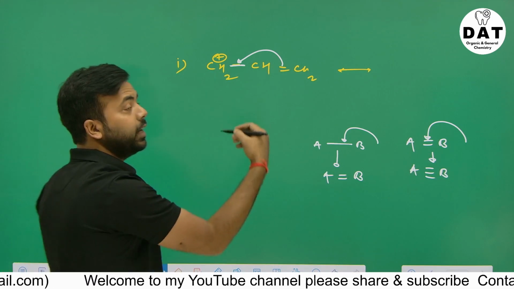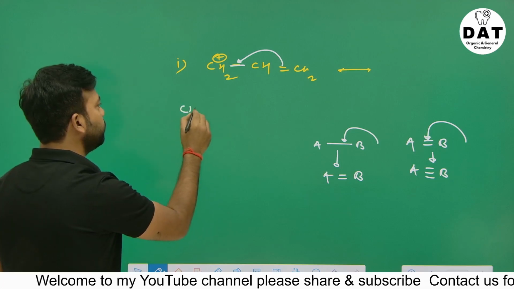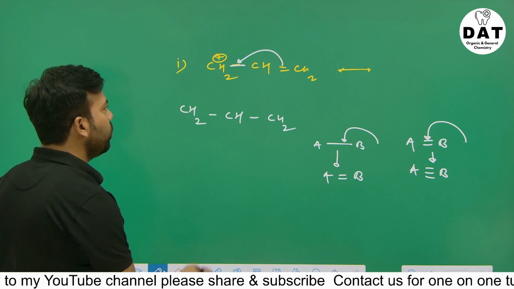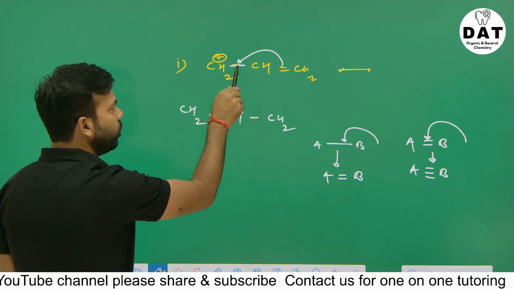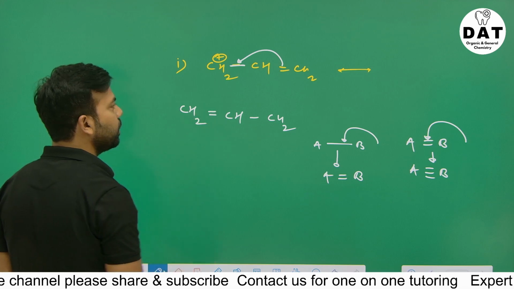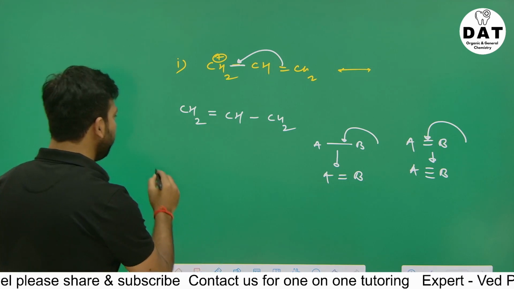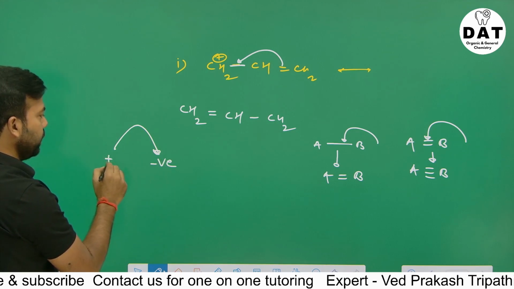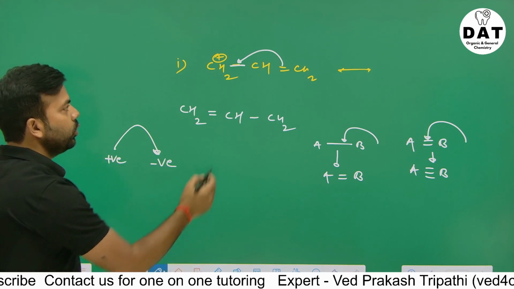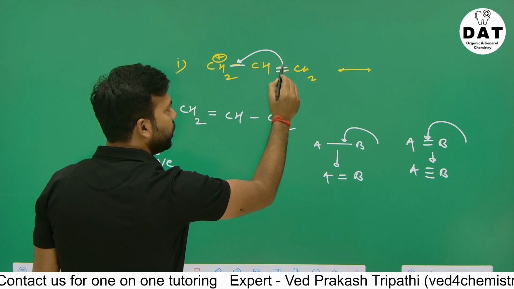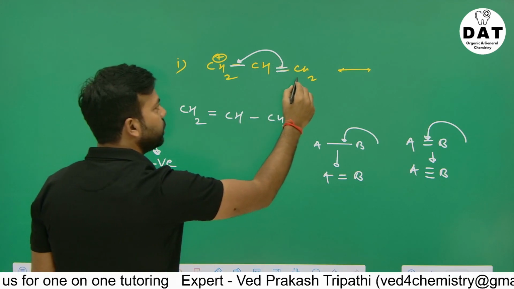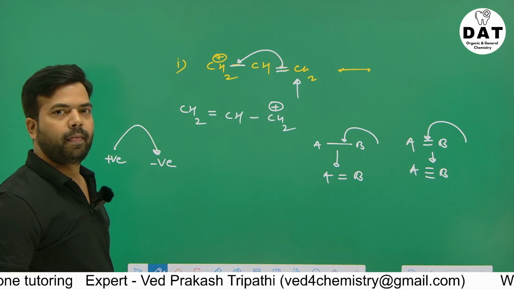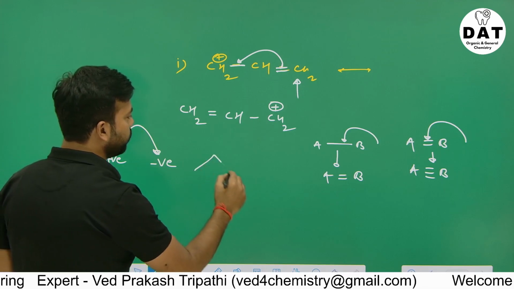So I said that the connectivity will remain unchanged. So CH2, CH, CH2. Clear? Now look here. This bond has an arrow, which means this single will become double. Clear? And this arrow is very important. The head of the arrow indicates negative charge, the tail indicates positive charge. So you can see this double bond has the tail of the arrow on this carbon, so there is a positive charge. Clear?